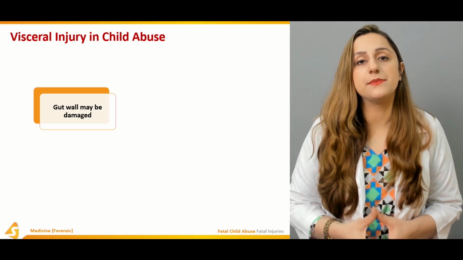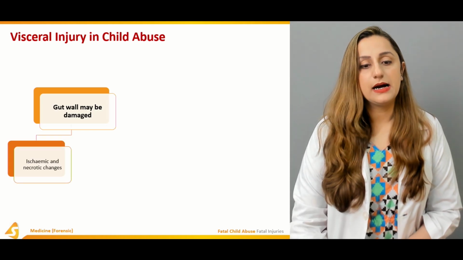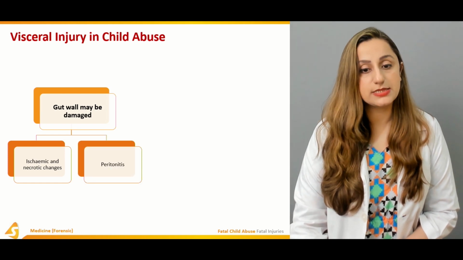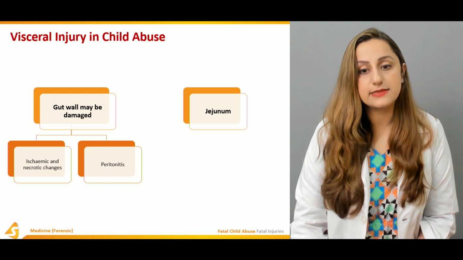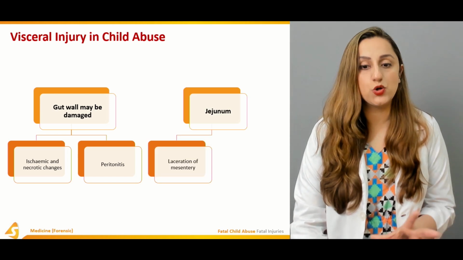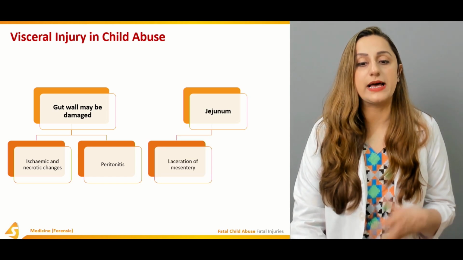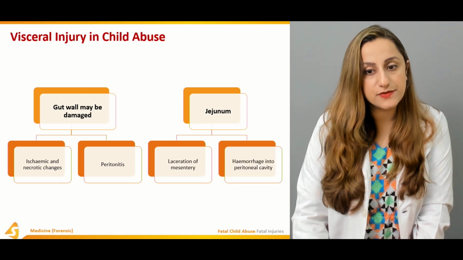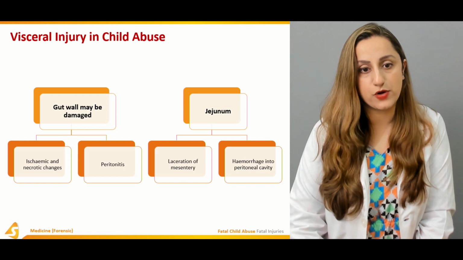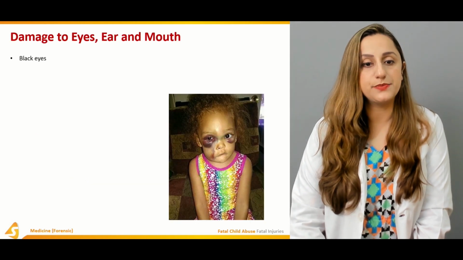Gut wall may be damaged in these cases, and ischemic and necrotic changes are found and they're looked for. We have peritonitis in these cases. Jejunum is basically looked for. Any signs of laceration of the mesentery, hemorrhage into the peritoneal cavity, even that has to be looked for in such cases of child abuse.